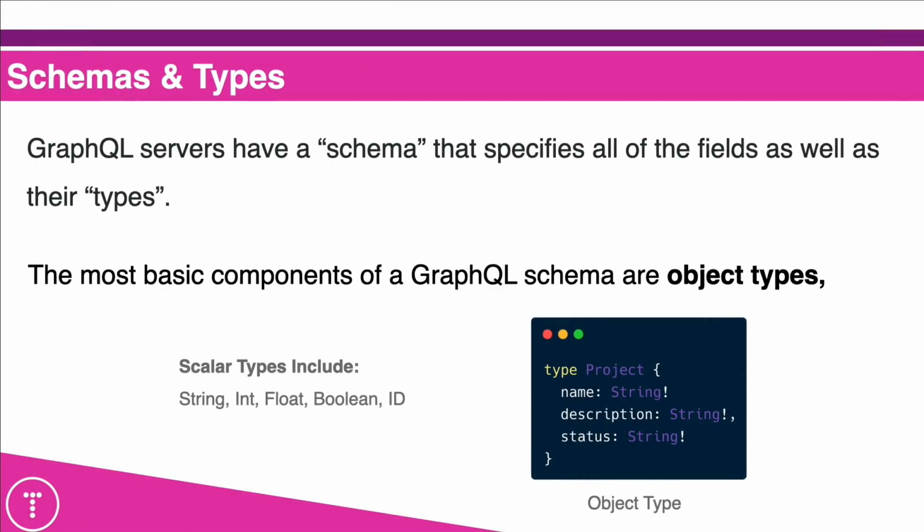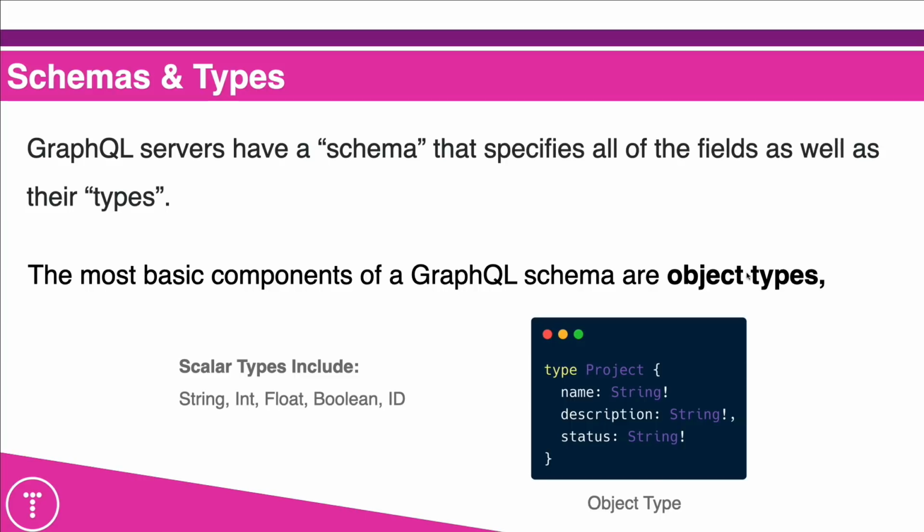Now, GraphQL servers have a schema that specifies all the fields as well as their types. GraphQL is a strongly typed language, and the most basic component of GraphQL schemas are object types.